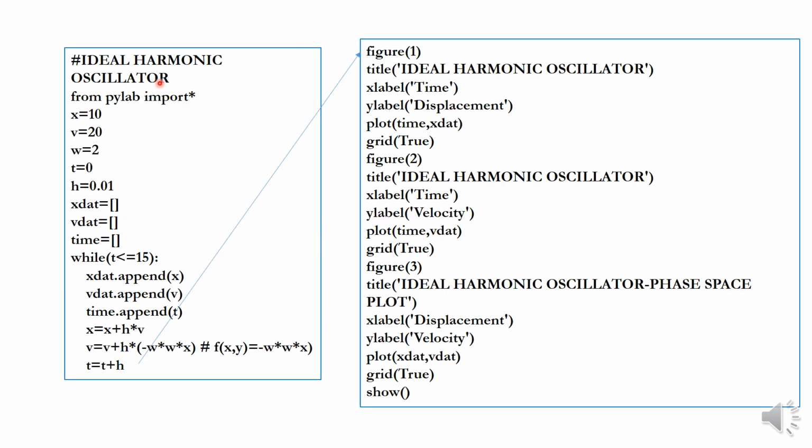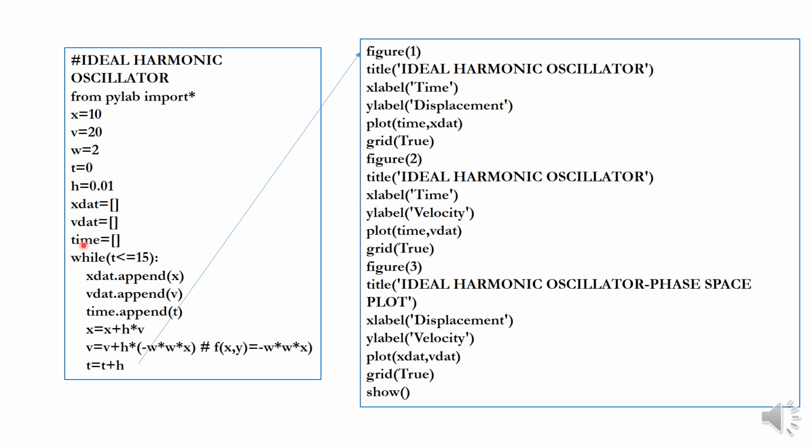So this is the Python code for the ideal harmonic oscillator. Initially, pylab is imported for plotting. The displacement x, the velocity, and the omega values are initialized with some initial values. T is initialized with 0. The dt, or the step h, is given as 0.01 second. Then empty lists are created for x dat, v dat, and time dat.